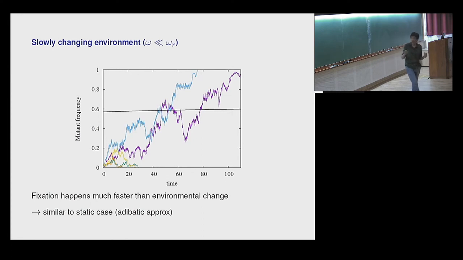What do we expect? The environment is changing at a rate omega. If omega is very small, it's more or less like a static environment. If I just show you the trajectories, the environment has changed from slightly below 0.6 to 0.6, say. Then the fixation happens. Fixation means the frequency became 1. It happens much faster, much earlier than the time over which the environment changes. So it's more like a static problem, and you can cook up some static, adiabatic approximations. That's what one thinks one could do.